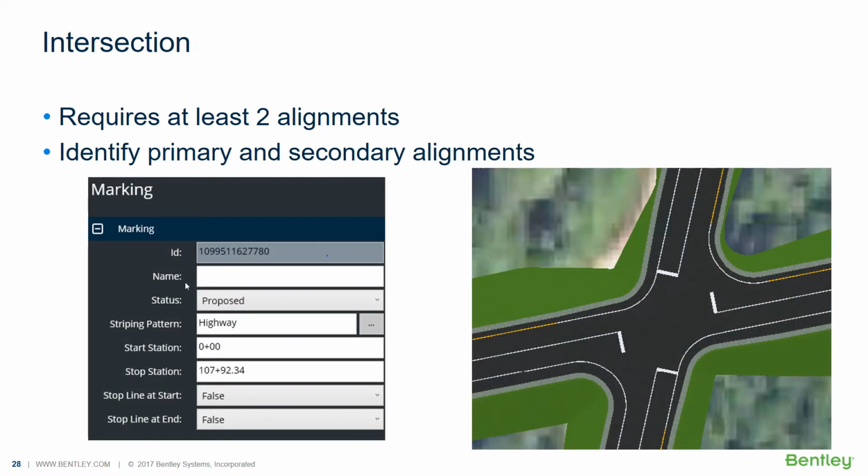An intersection requires at least 2 alignments, and again you have a primary and a secondary. In this case, with the templates, it's 2 geometries intersecting with essentially the same template on both, so that creates a very clean intersection. If you have turn lanes, say you have a turn lane on the westbound and a turn lane on the eastbound, you would want to have this be 2 separate alignments with 2 separate templates.